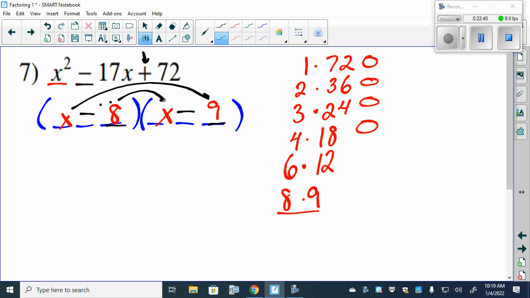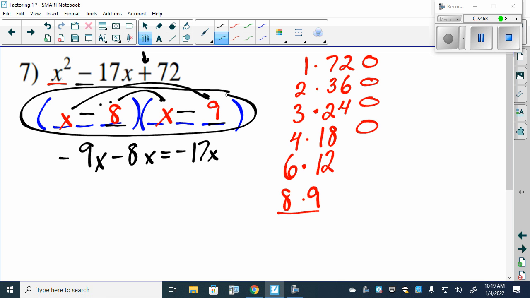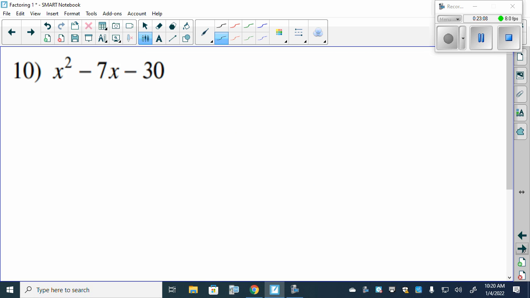So we just need to look at x times negative 9, which would be negative 9x, and negative 8 times x is negative 8x. Negative 9x minus 8x is negative 17x, which is exactly what we wanted. Any questions on this here? We feel pretty comfortable with this? Yes. Okay.